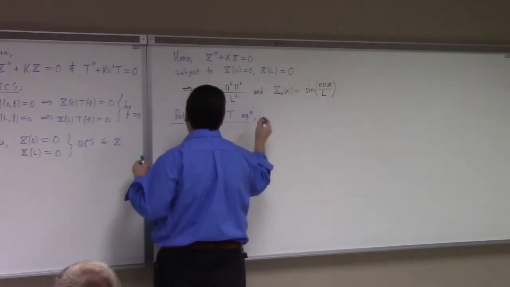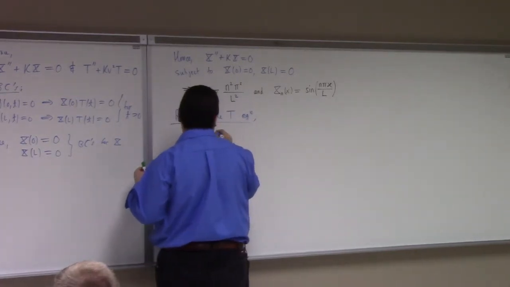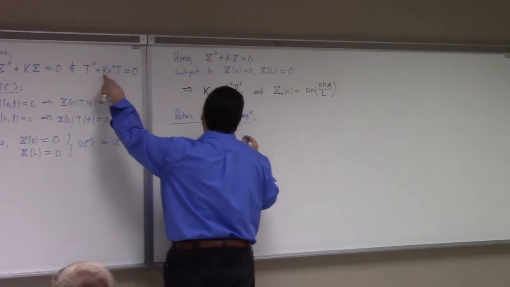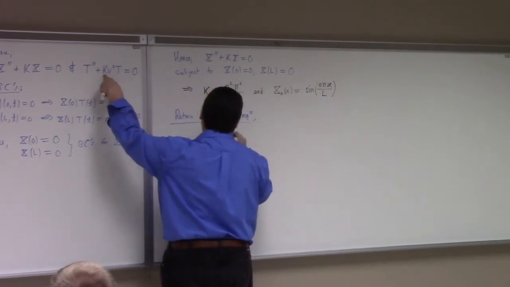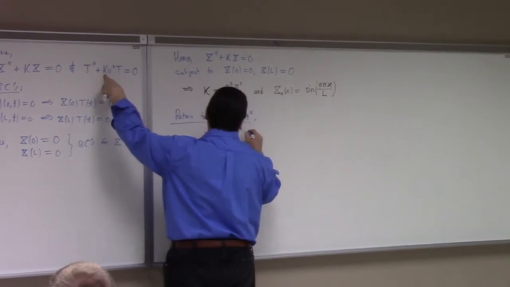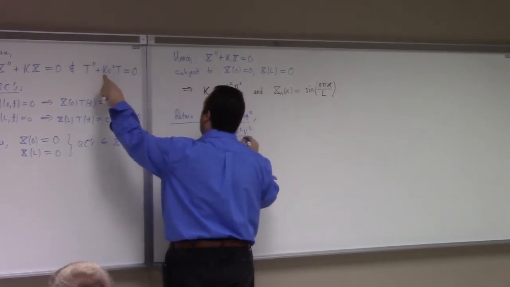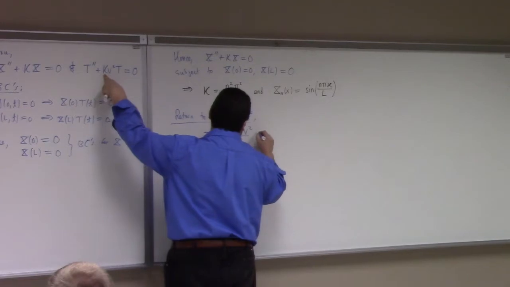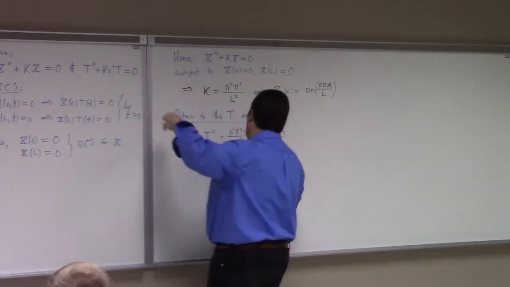What does that give us? We've got T double prime. Now we know what k is. k is n squared pi squared v squared over L squared, so T double prime plus n squared pi squared v squared over L squared T equals 0. Right?